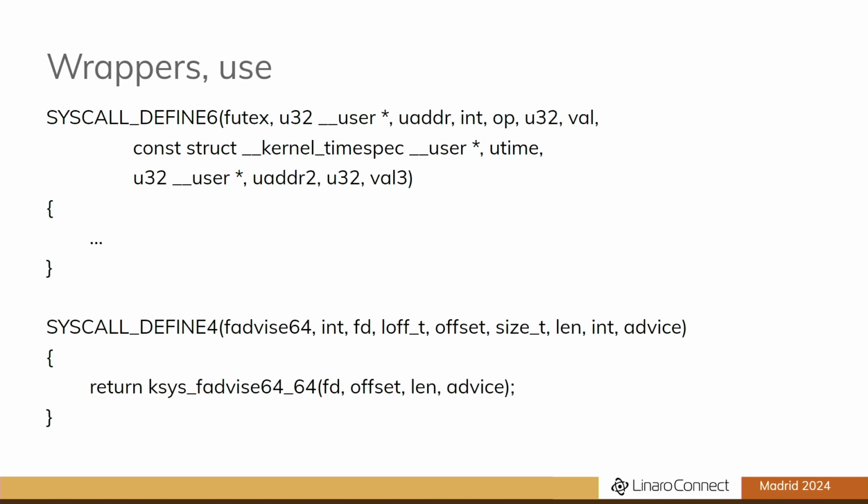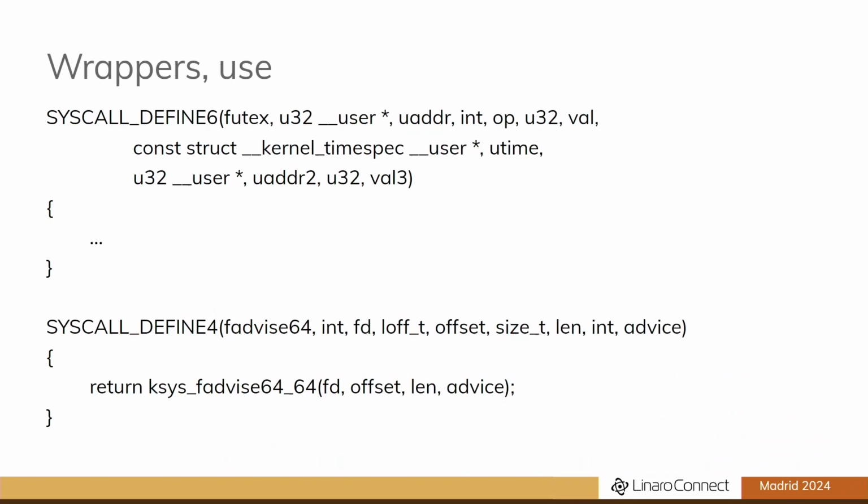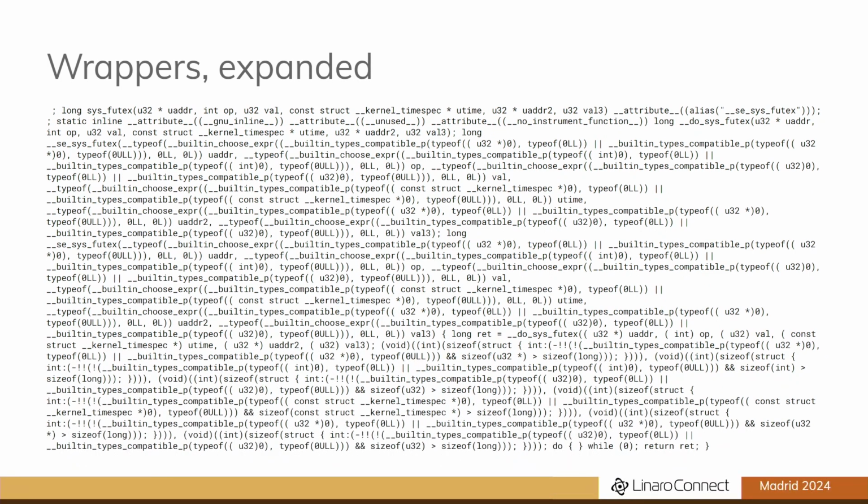And this is how they get used. So back to the futex example, you have this macro that gets expanded, and then you have the normal function definition here. And this actually turns into, depending on the architecture, up to 8 functions, I think. And this is what the macro looks like if you expand it. Obviously, no one is going to be able to read this. And the reasons why we have all this complexity are quite obscure.